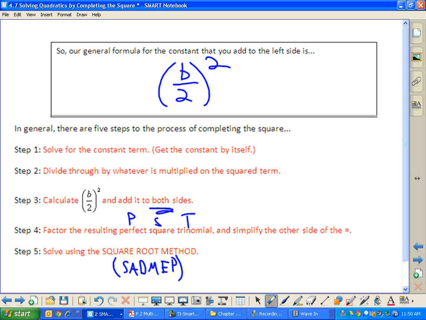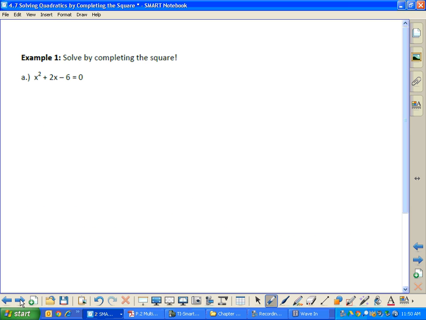Everybody have their steps? All right, giddy up. Let's do it. Example 1, part A. Step 1. We must solve for the constant term. Get the constant by itself.